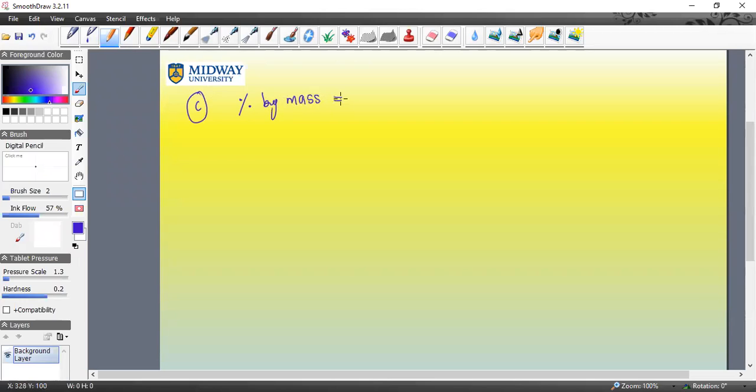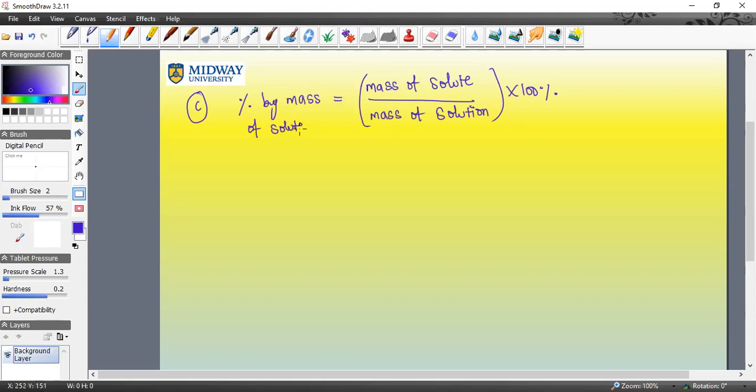And the actual definition for it is mass of solute divided by mass of solution, okay, times 100%. Now, the way I have written it is actually the percent by mass of a solute, because you will see quickly when I say percent by mass of solvent, you'll see it's exactly the same, just the numerator will be different. So it's mass of a solvent divided by mass of solution.